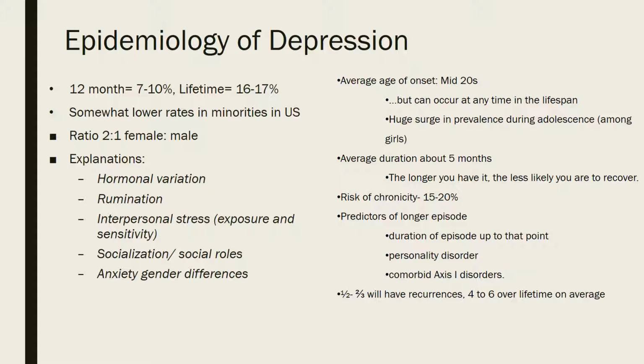Other predictors are having a personality disorder, or another comorbid Axis I disorder. That means something else is going on; you've been diagnosed with another disorder as well. And then 1/2 to 2/3 of people have recurrences of major depressive disorder, and 4 to 6 over the lifetime on average. So it's definitely a chronic disease. It's definitely one that needs to be treated, and probably one that you'll see a lot in your practice.